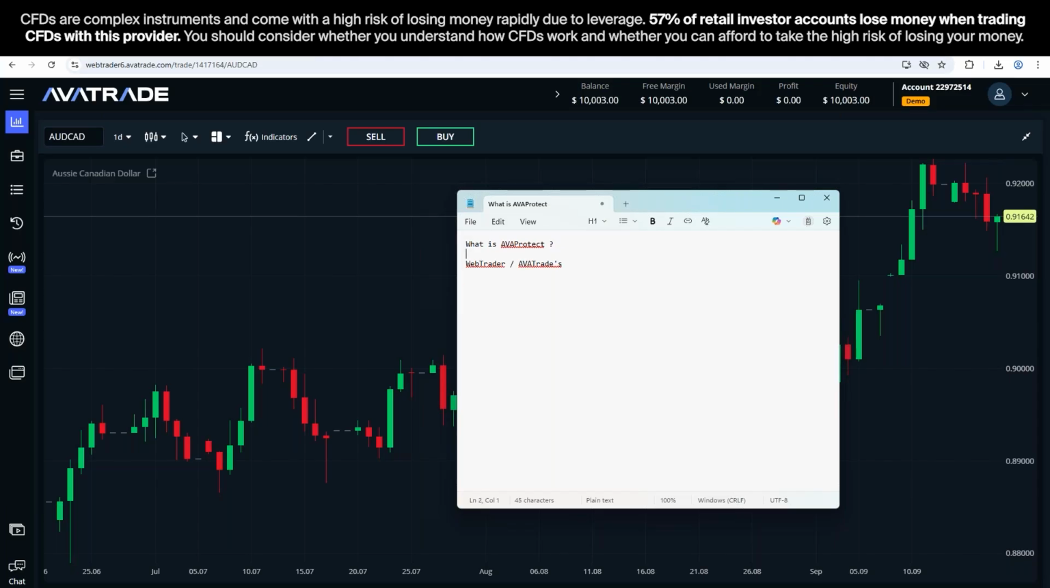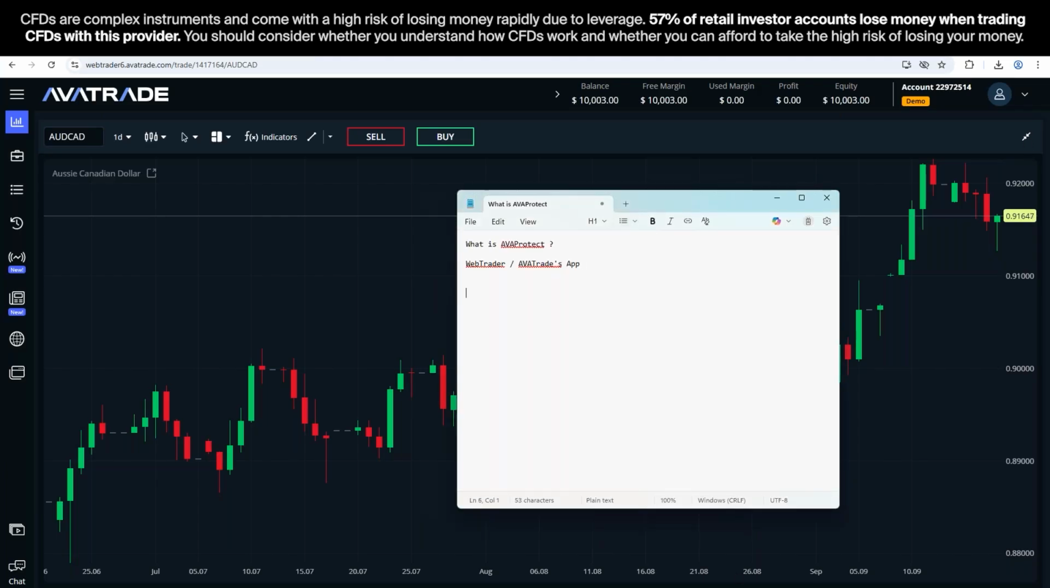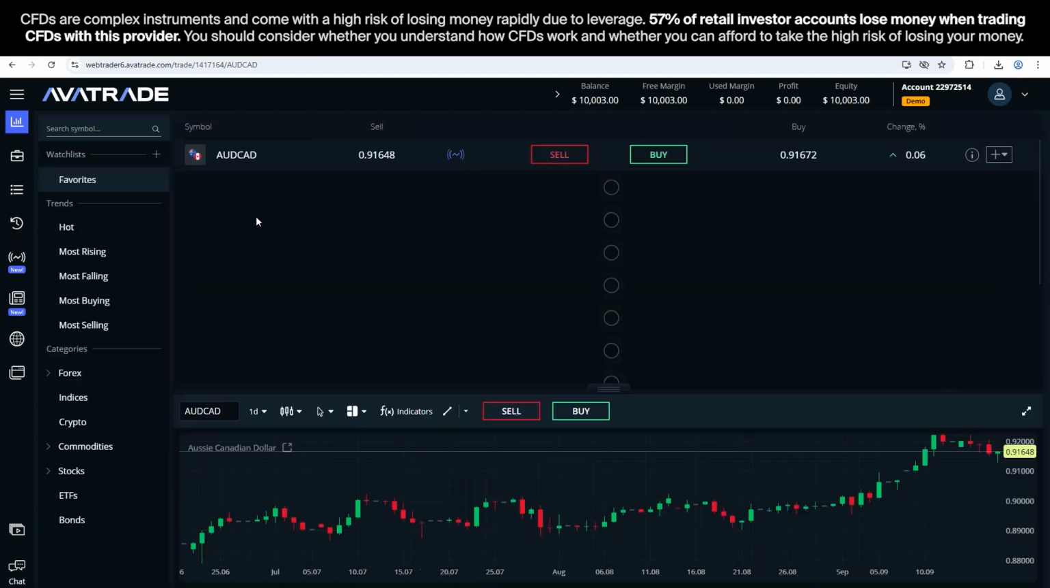Unfortunately, AvaProtect is not a product that we can find on MT4 or MT5. Therefore, to enjoy this product, you need to use one of those interfaces, either the web trader on the desktop or the AvaTrade trading app. One more thing to jot down: AvaProtect is only available for Forex, gold, and silver.